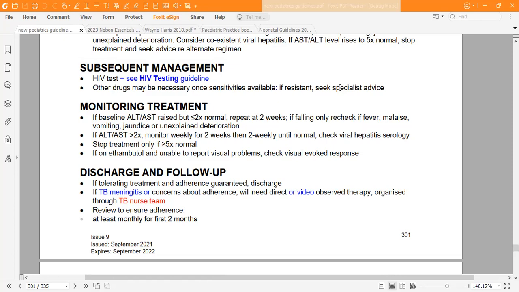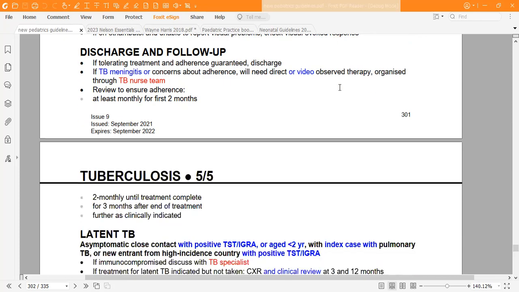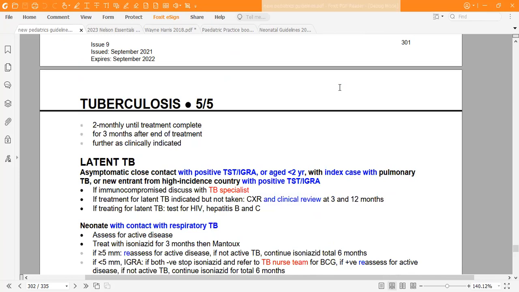Very important to make sure that your patient sticks to his medication, especially if he had TB meningitis and he's been discharged. The TB nurse will follow through that, at least monthly for the first 2 months of the treatment, then 2 monthly until treatment complete. She will follow for 3 months after he stopped his medication, further as clinically indicated.